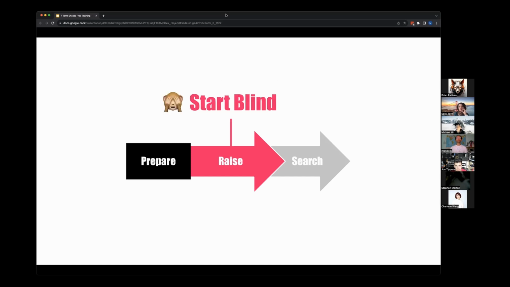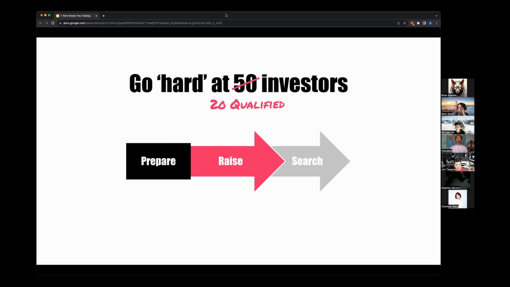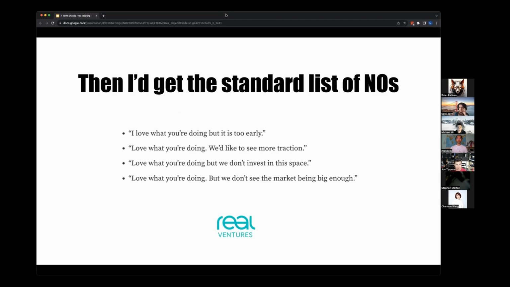I'd start blind. I would just go out to market and say, I'm fundraising. I'd raise my hand and say, I'm ready to raise. Here's how much money I'd like to raise. Will you lead my round? And then I'd go hard. I heard somewhere that you had to talk to 50 plus investors. So I talked to 50 plus investors, thought I was really moving the needle. Really, what I was actually talking to was probably 20 or so qualified investors, if I'm being generous.